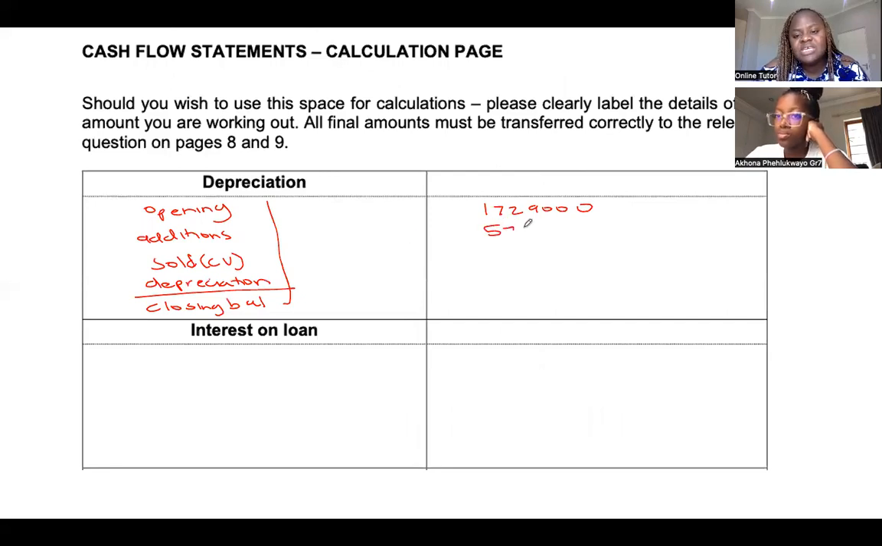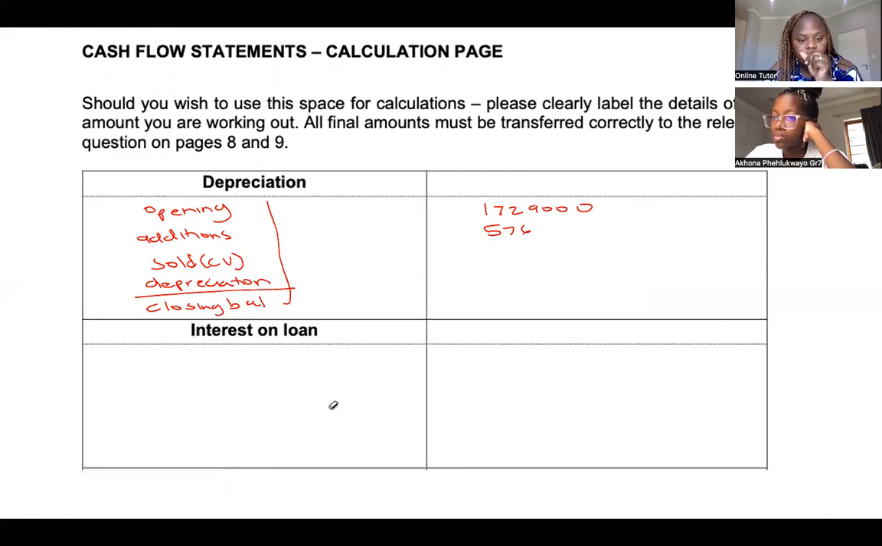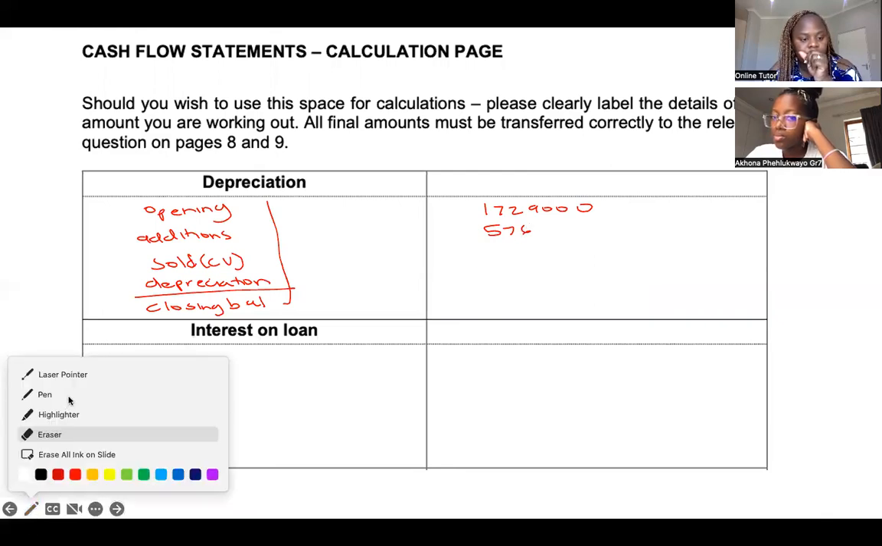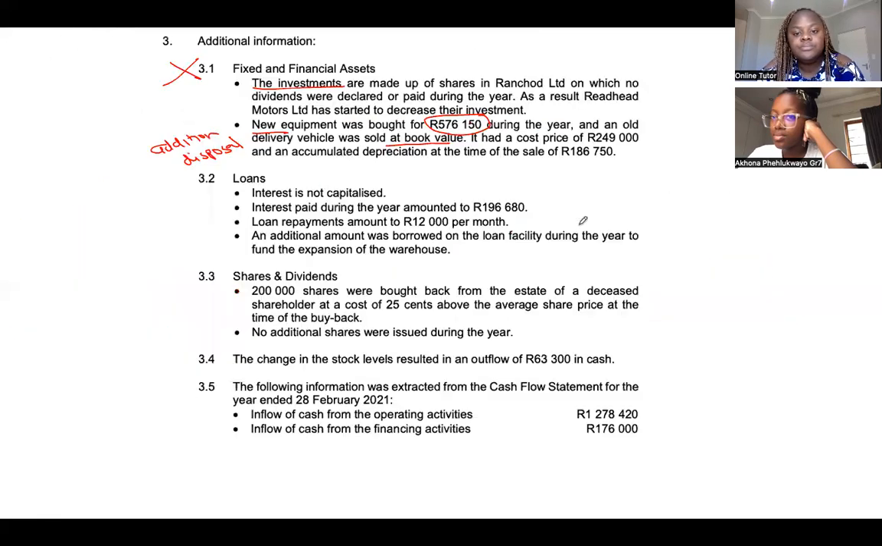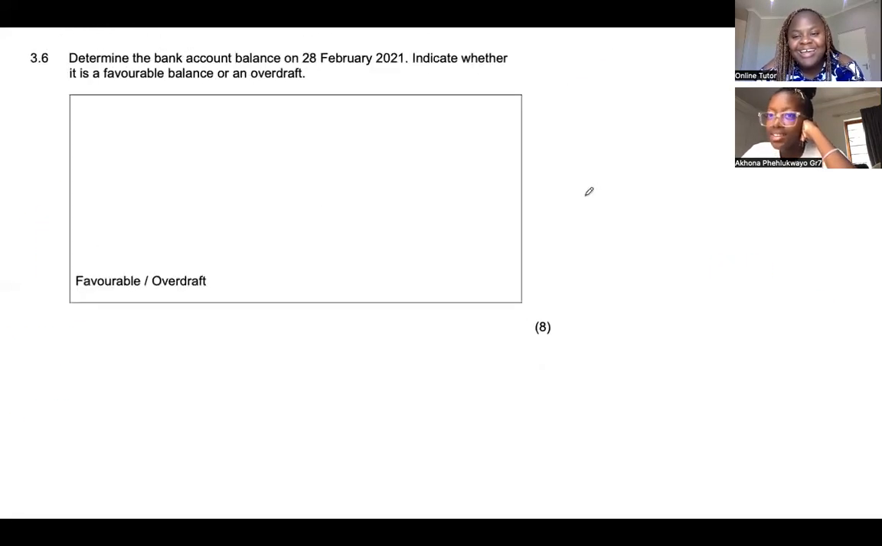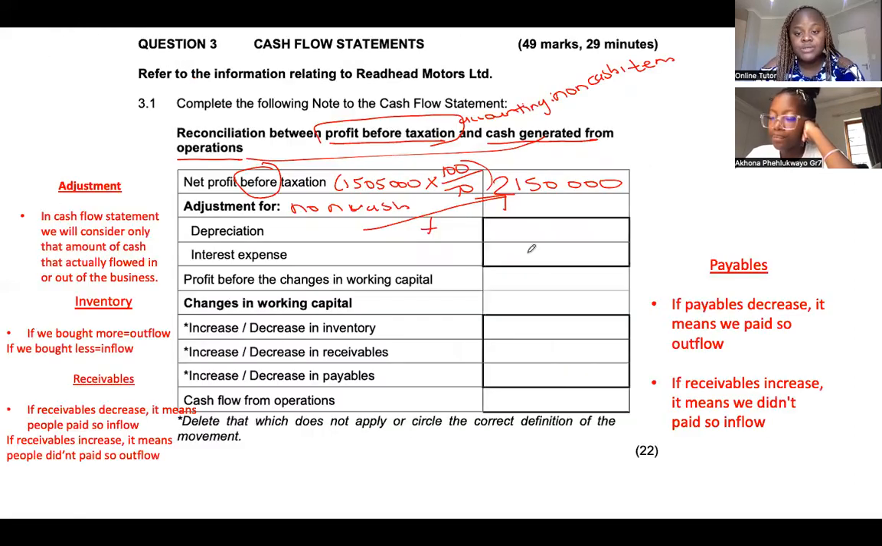What did I say? 576? Is that 650, I think? Yeah, 650. Let me just quickly erase that. I put it on top of each other. Okay. 650? No, 150. So it's like 150. I'm just going to make that a 1. So 150, right? Yeah. Then let's deal with our disposals.